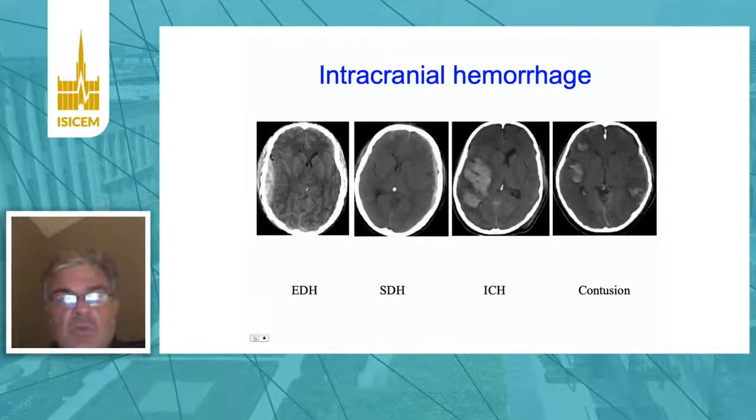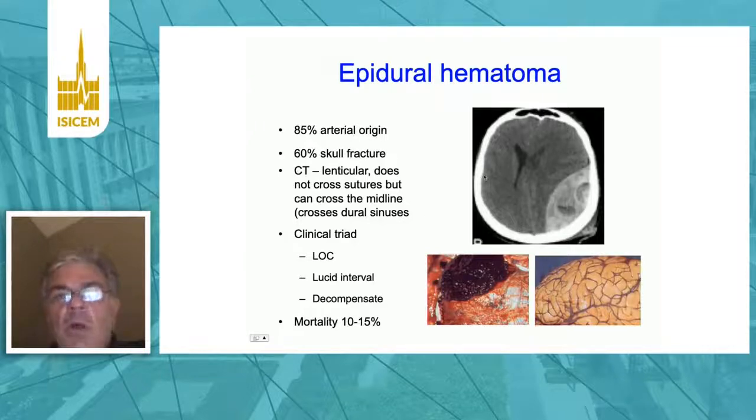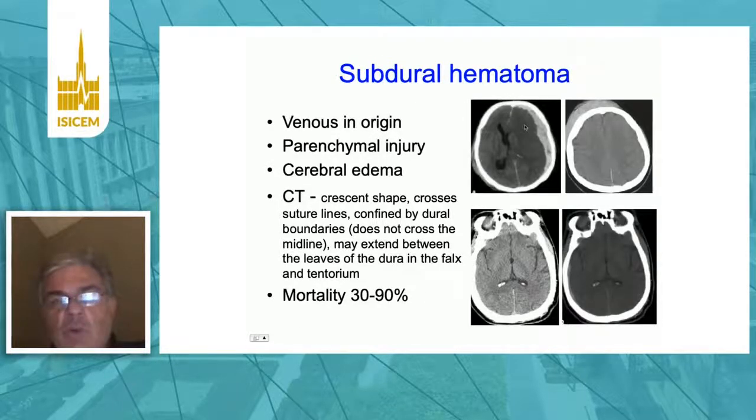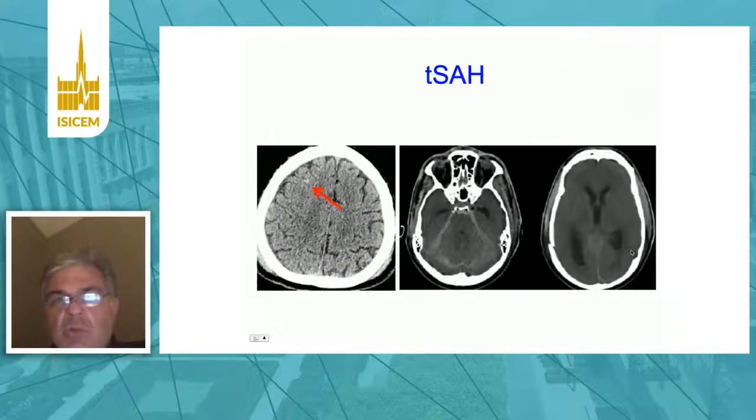Here are the different hemorrhages in trauma: epidural hematoma, subdural hematoma, intracerebral hemorrhage, and contusion. They have distinct features. The epidural hematoma won't cross suture lines. The subdural hematoma will. And here you can see an example of an epidural hematoma. The underlying brain is usually not affected. And this differentiates it from a subdural hematoma, which is more likely to be venous rather than arterial in origin. The mass effect occurs not only because of the size of the hemorrhage, but the underlying damage and swelling to the brain. Mortality is much higher in a subdural hematoma.